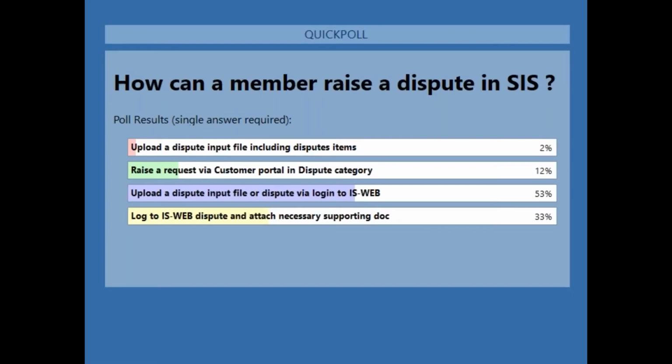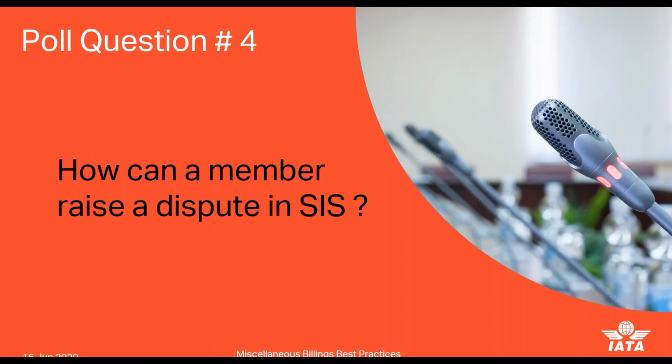So you see the answer. The good answer was upload a dispute input file in SIS or login to ISWeb. So 53% of the people have the right answer. We always do that in SIS. We make it ERP compatible, meaning you can exchange files, or we make it fully manual. If you don't have any system, you can go in SIS and do it manually.